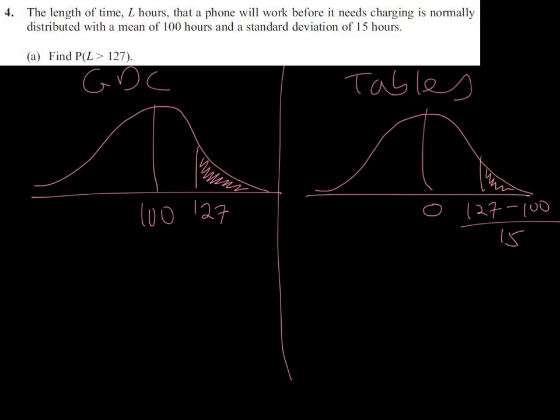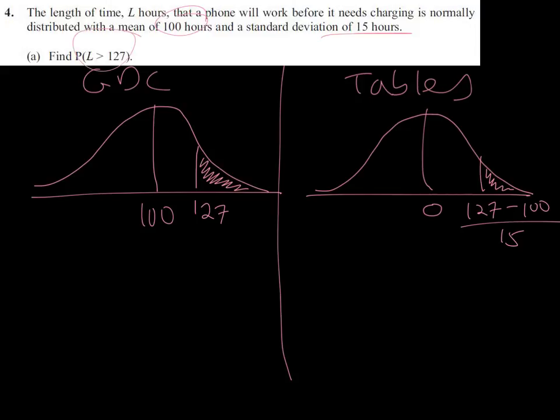Question 4 is all about the normal distribution, and we are investigating the distribution of time in hours that a phone will work for before it needs charging. Now, you probably disagree with some of the stats here, but it says that from the data collected, the phones have a mean of 100 hours and a standard deviation of 15, and we're asked to find the probability that the length of time a particular phone works is greater than 127 hours.